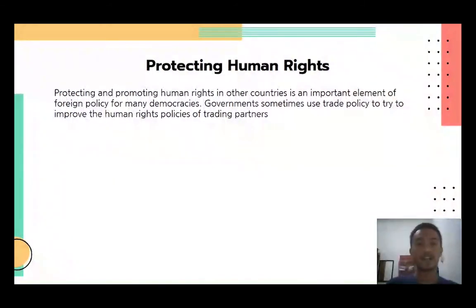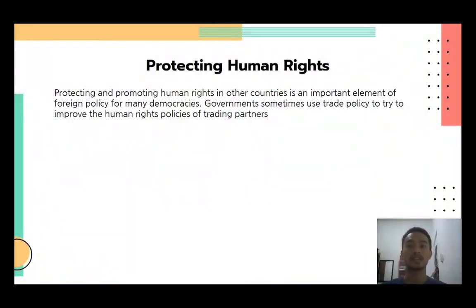The last one is protecting human rights. Protecting and promoting human rights in other countries is an important element of foreign policy for many democracies. Governments sometimes use trade policy to try to improve the human rights policies of trading partners. There is an argument that says the best way to change the internal human rights stance of a country is to engage it through international trade.